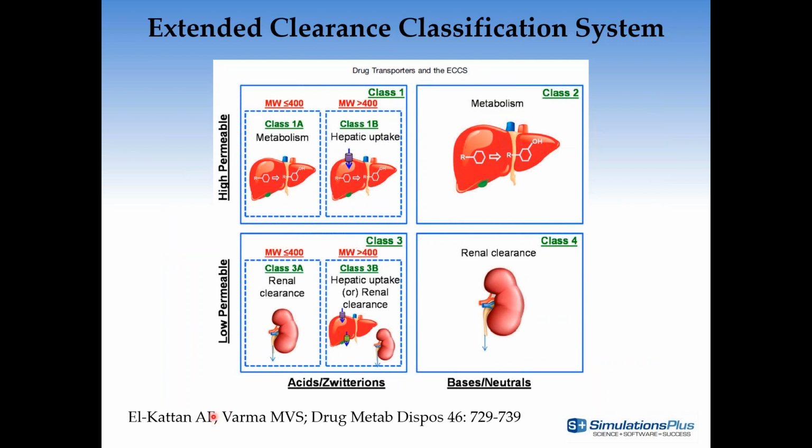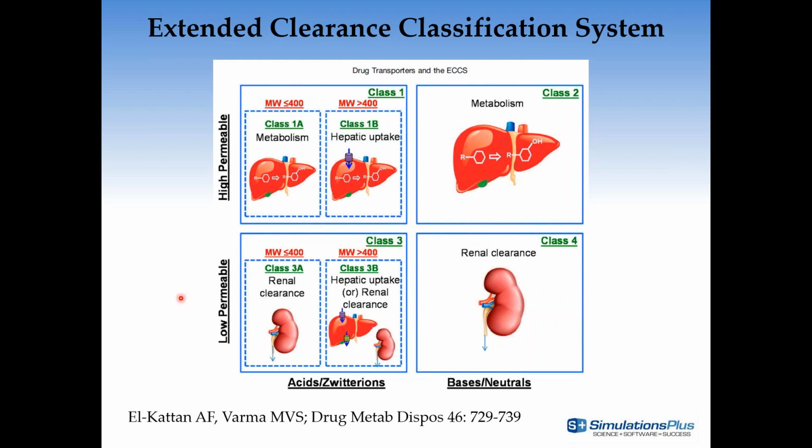This is a graphic from a recent publication from El Katan and Varma at Pfizer. They have published on this system called the Extended Clearance Classification System, or ECCS, where they are predicting the primary clearance mechanism for compounds based on the physical chemical properties of the compounds. In their scheme, there are 6 classes that are actually overlapping here. So we encourage you to look at these publications.